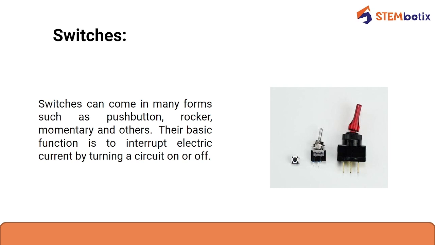Now switches can come in many forms such as push button, rocker, momentary and others. Their basic function is to interrupt the current flow by turning a circuit on or off. So these are the different types of switches. This is a push button, this is a toggle switch. The main purpose or function of any switch is to interrupt electric current, and therefore it will turn on or turn off the circuit connected to it. So these are the switches which don't require a dedicated power source to function.